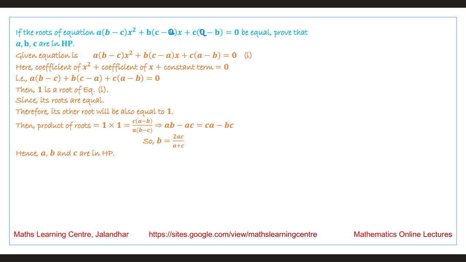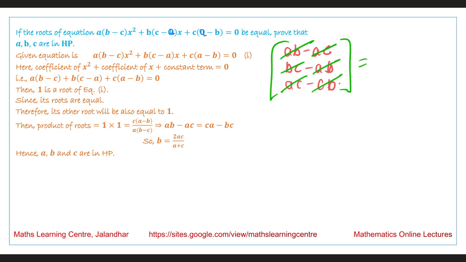To solve this, we look at the coefficients again over here, and we can see that they are ab minus ac, then bc minus ab, and then ac minus cb. If we add all these values, we will see that cb gets cancelled, ab gets cancelled, and ac gets cancelled. So the sum of the coefficients is equal to 0. This implies that x is equal to 1 is a root.